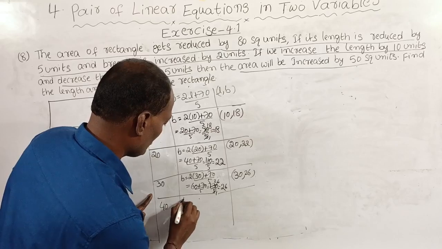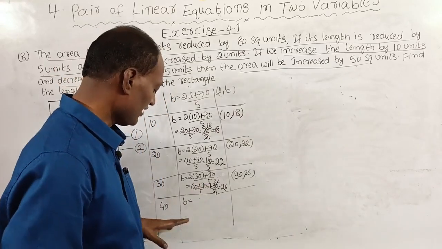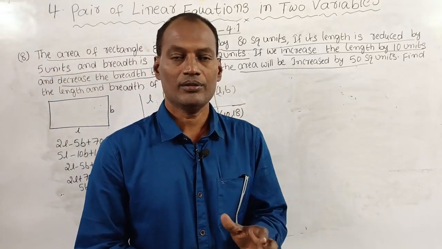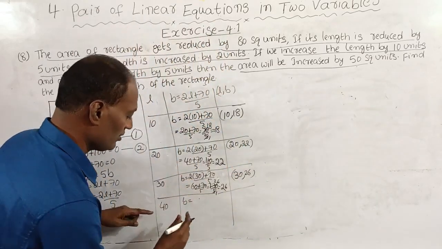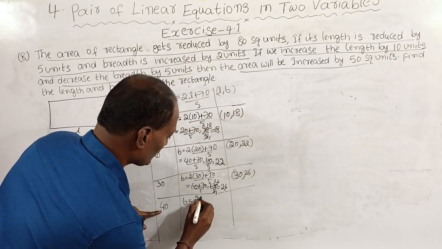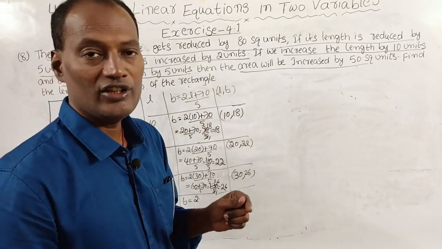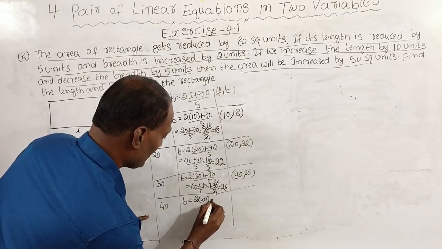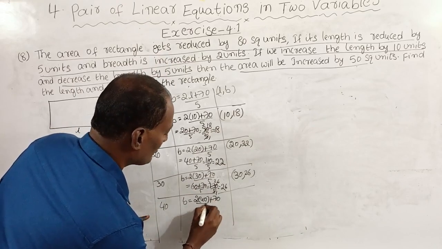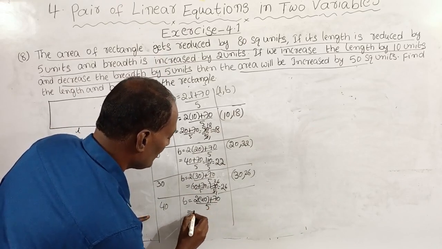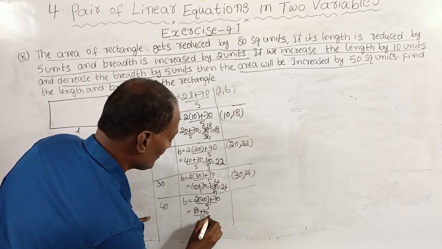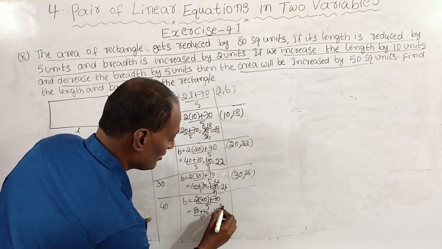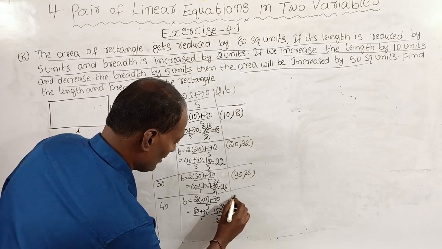Next 40. B equal to... here, why are we taking such a gap? We already told you, if there is a highest value in the equation, we have to take values with a gap of the highest values, 10, 40. We also have to see what is in the denominator place and remember that. 2 into 40 plus 70 by 5: 80 plus 70 is 150, 150 by 5 is 30. So the point is 40, 30.